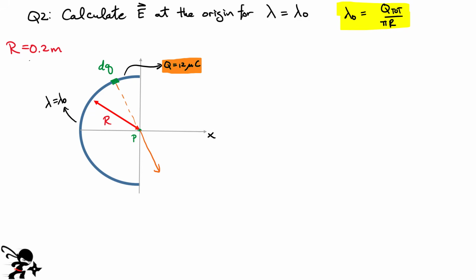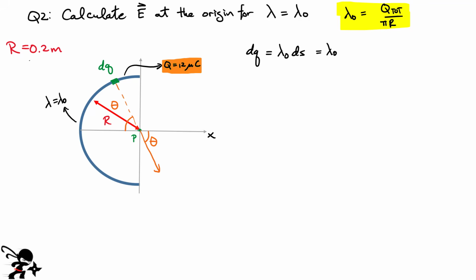This is going to be the electric field produced by this little bit of charge dq. Now that angle theta here is this one over here, and that has to be the same angle as this one right here. Now, how do we write dq? Well, dq, the little bit of charge, is simply the charge density, lambda 0, multiplied by the length of that segment, which I've called ds.